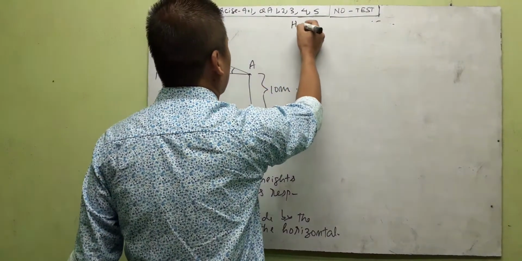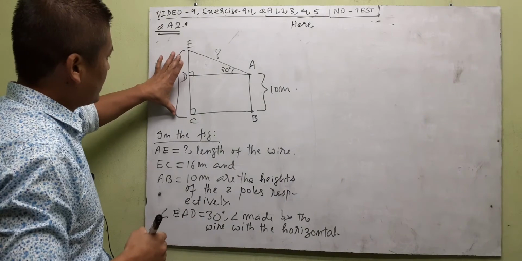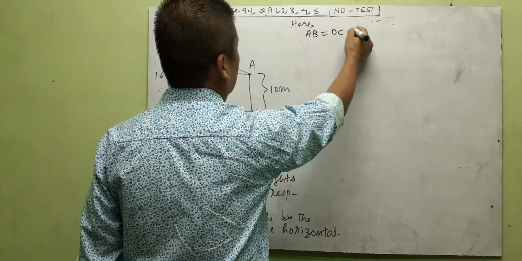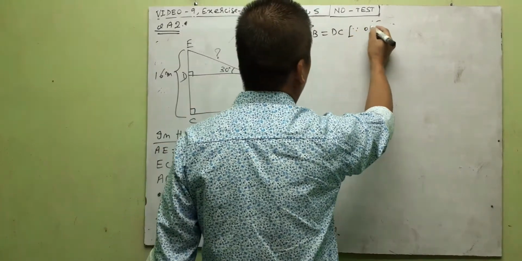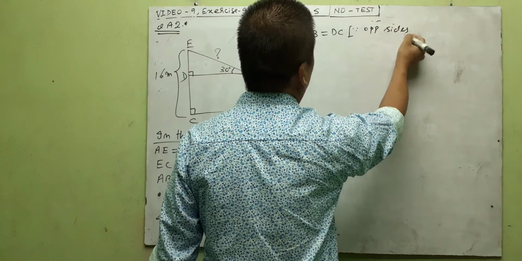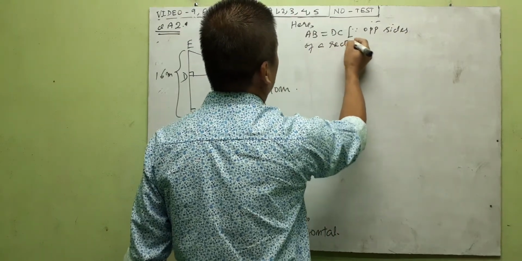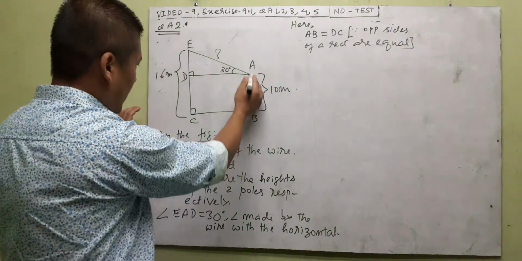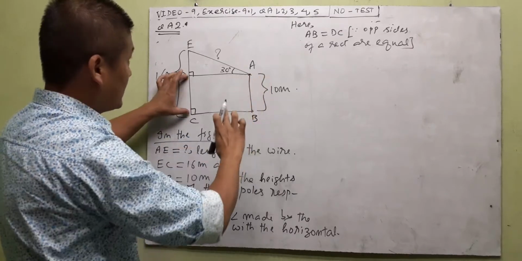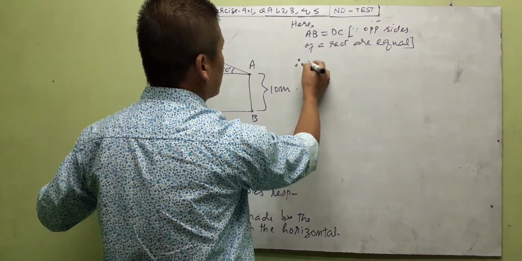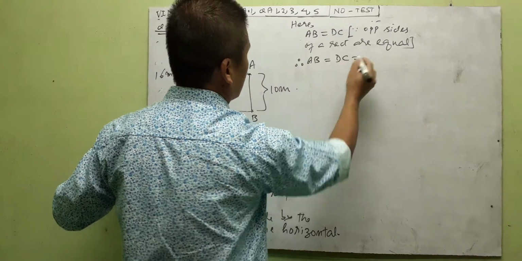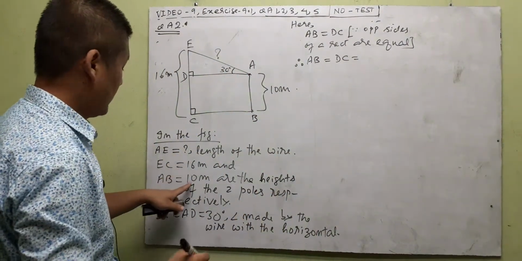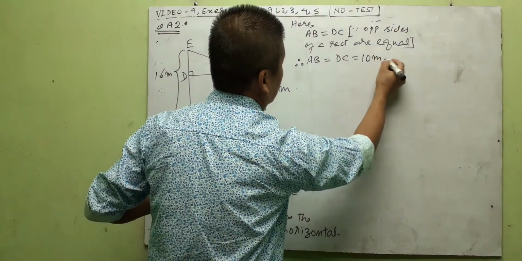So let us start like this here. Here, see, this is known. So let us just write here AB equal to DC. Reason for this is we know opposite sides of a rectangle are always equal to each other. We notice that this ABCD is a rectangle, so AB and DC are the opposite sides. So if that is the case, then we can write both AB equal to DC. Both of them will be equal to here 10 meter, because AB is already 10 meter. Keep this one as 1.